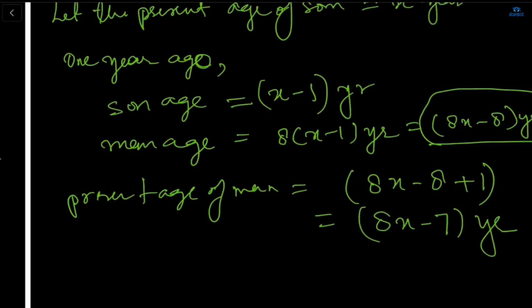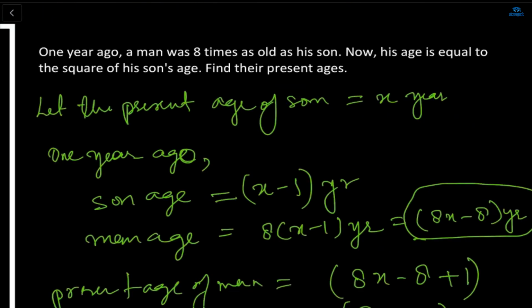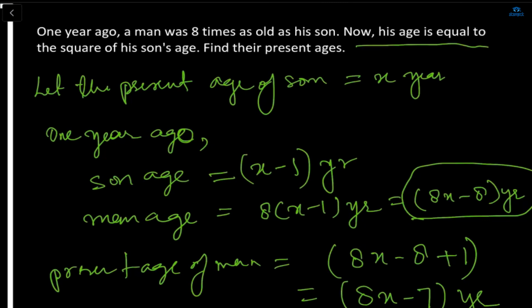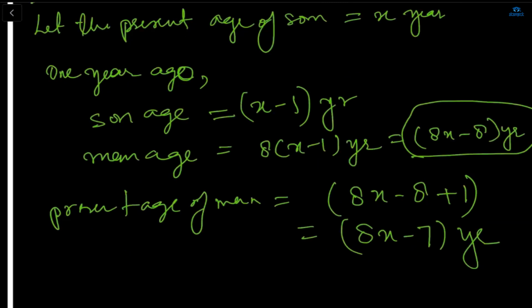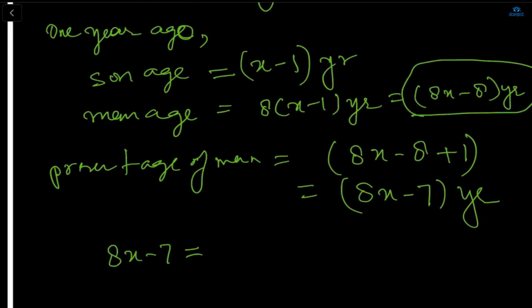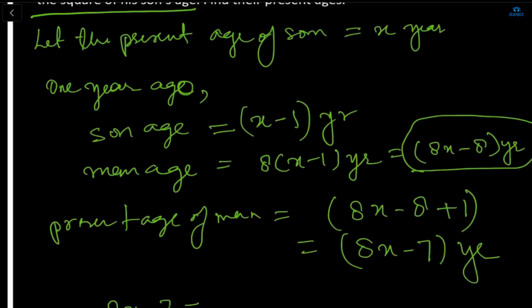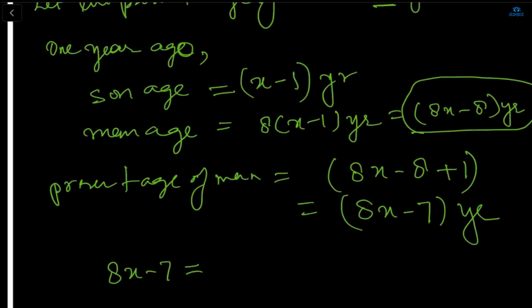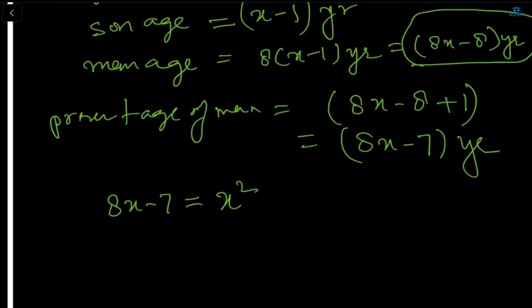Now according to the question, how will the equation be formed? His age is equal to the square of his son's age. So his age, 8x minus 7, is equal to the square of the present age of the son, because both terms are in the present age. So x we have assumed, so the square of his age is x square. Now we need to simplify.